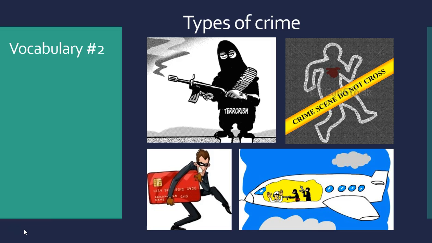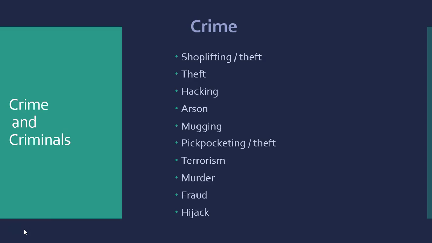Okay, at the bottom, we have 2 people trying to take over an airplane. It's a hijack. They're hijacking the airplane. And finally, we have a guy stealing someone's credit card or credit card details. This is fraud. When people trick people to take money from them or take valuables, take possessions. So that's fraud, F-R-A-U-D. So here we have a list of those types of crimes: shoplifting, theft, hacking, arson, mugging, pickpocketing, terrorism, murder, fraud, hijacking.